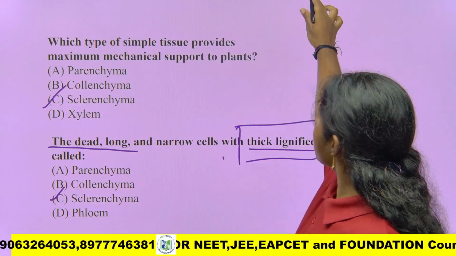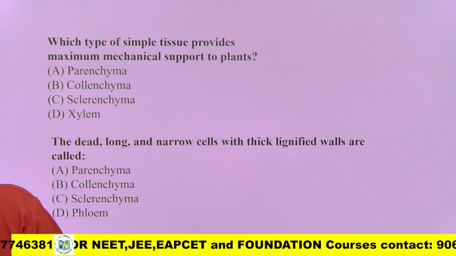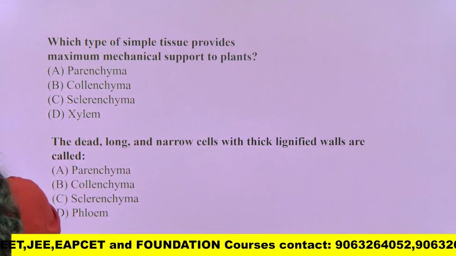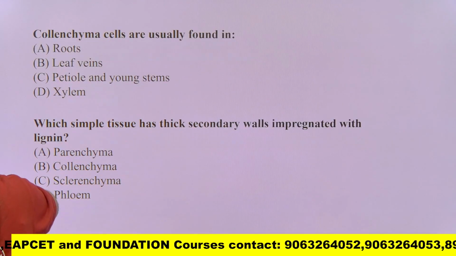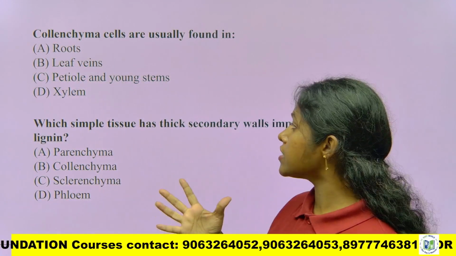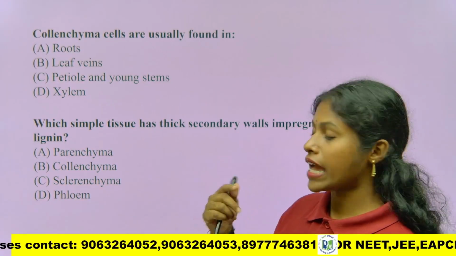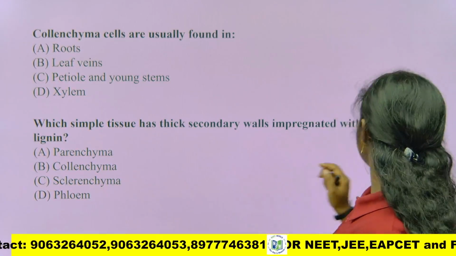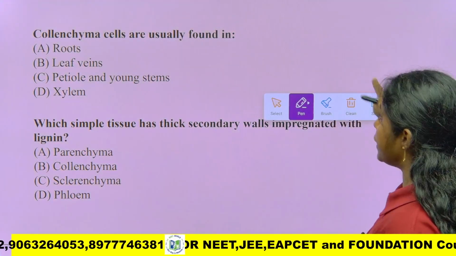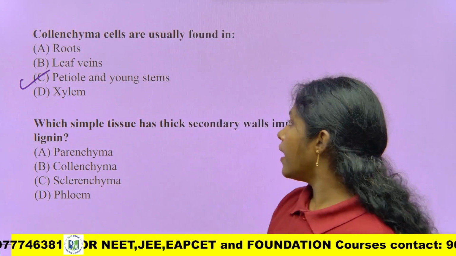So coming to the next question, let's see. See here, children, Collenchyma cells are usually found in, they are asking. In the roots, or leaf veins, or petioles and young stems, and xylem. Mainly they are present in the flexible regions of the plants, children. Mainly it's the petiole and young stems. They are more flexible. Here the answer is petiole and young stems.